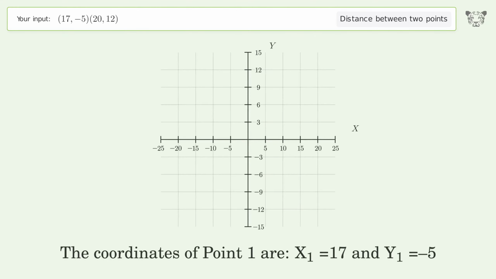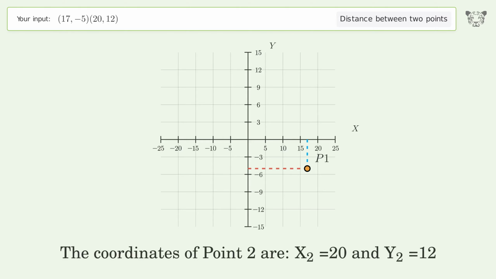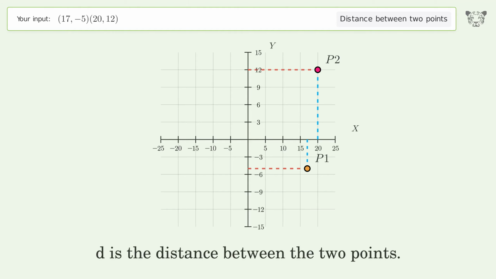The coordinates of point 1 are x1 equals 17 and y1 equals -5. The coordinates of point 2 are x2 equals 20 and y2 equals 12. D is the distance between the 2 points.